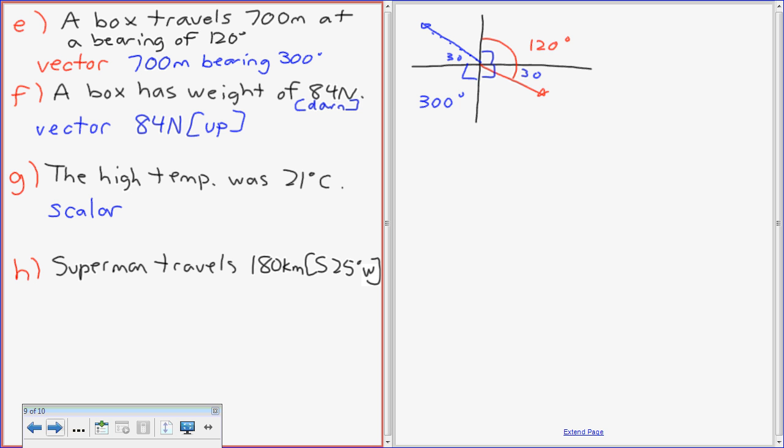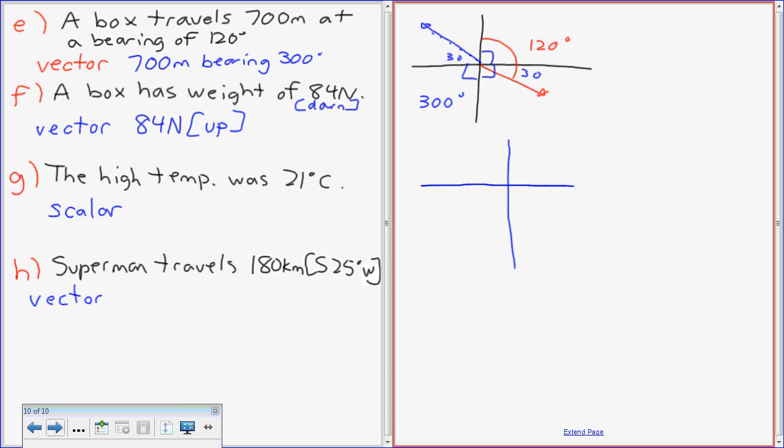And finally, Superman travels 180 kilometers south, 25 degrees west. This one we should get, I hope. Go ahead, Matt. Vector. It's going to be a vector. I'm going to draw the diagram because it works better for me. South, 25 degrees west is something like this. Okay, so then going up this way, that should be north 25 degrees east.